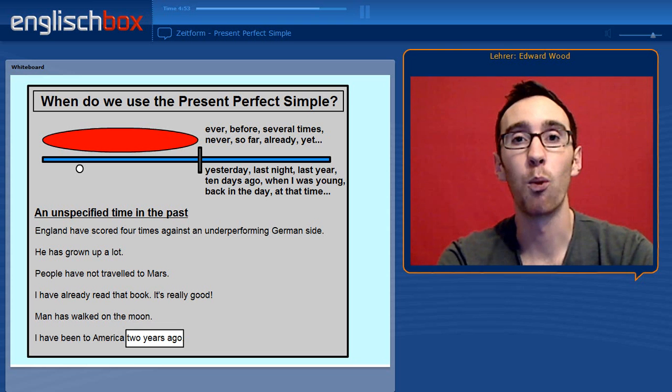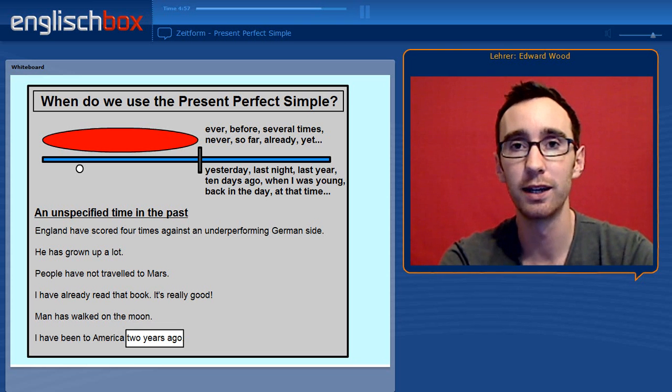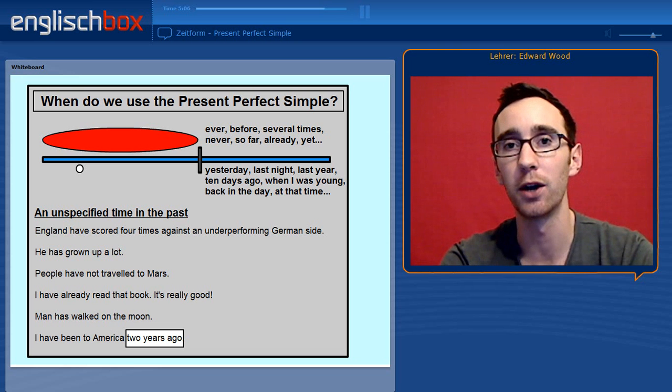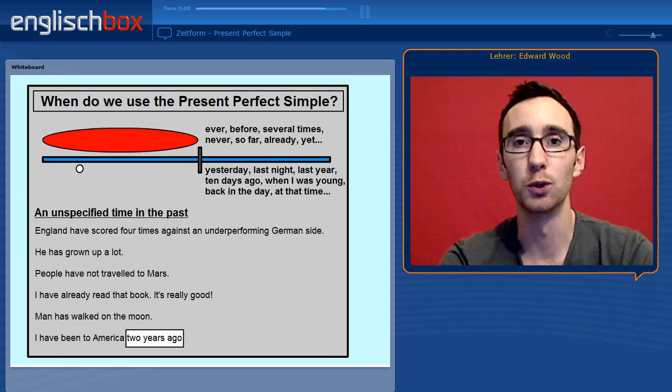If we want to say when something happened, if we want to give a specific time expression in the past, then we have to use the past simple. So we would not say I have been to America 2 years ago. We would say I went to America 2 years ago.